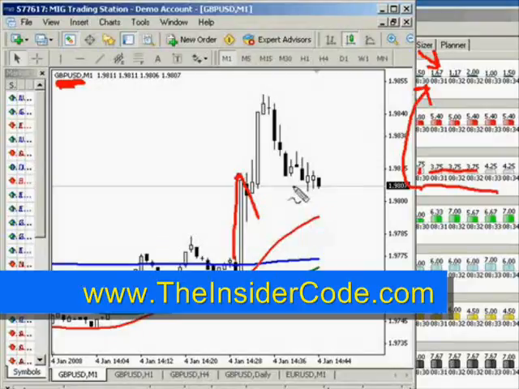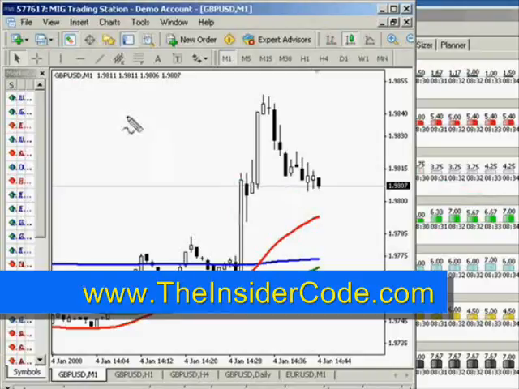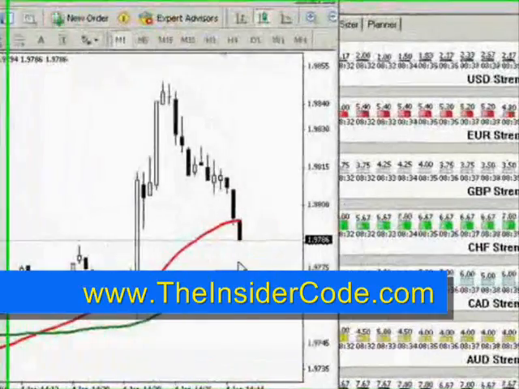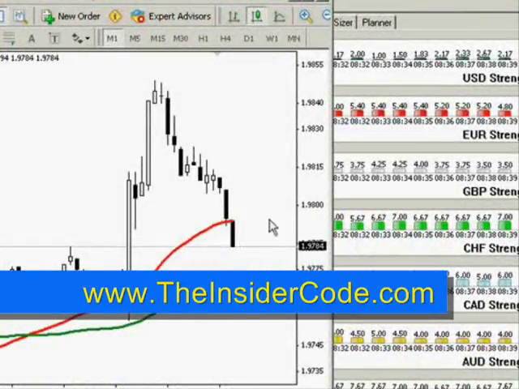Because remember, in any currency transaction, we're looking at two currencies. We have the British pound and we have the US dollar. So we need to look at how strong the pound is against everything it trades against, but we also need to look at how strong the US dollar is compared to everything it trades against. Right? So, now you can see here the move has continued to move down.